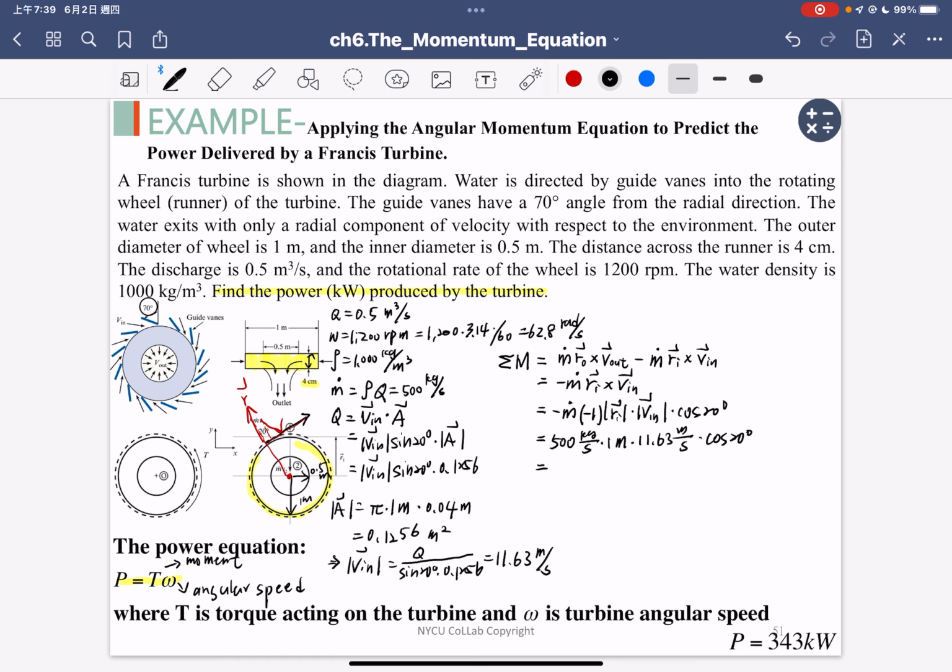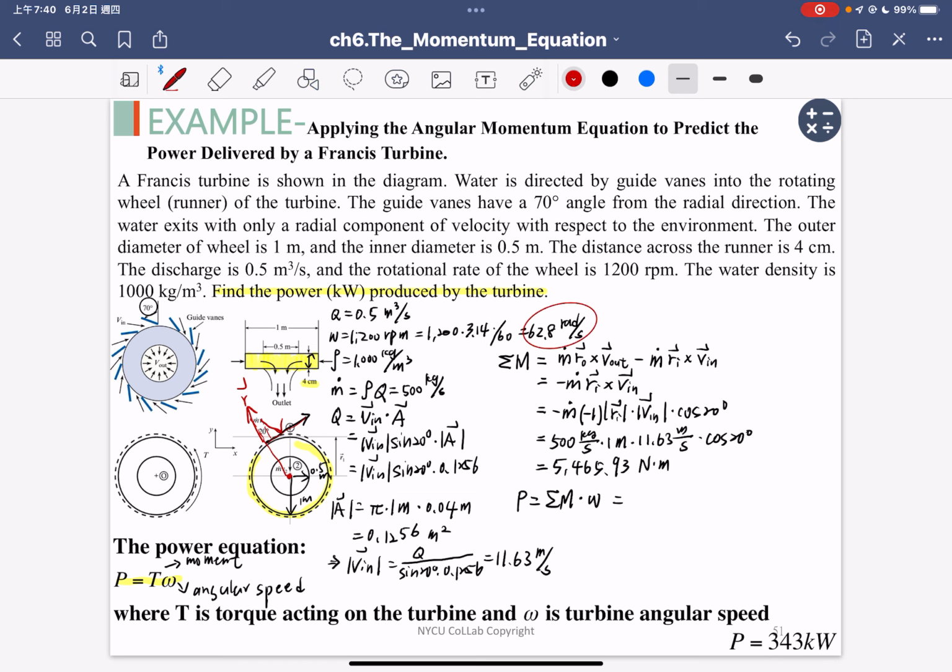It's equal to 5 and 465.93. The unit is Newton multiplied meter. So finally we would like to calculate the power generated by the turbine, which is the sum of the moment multiplied by the angular speed. Okay, we have the angular speed in here already.